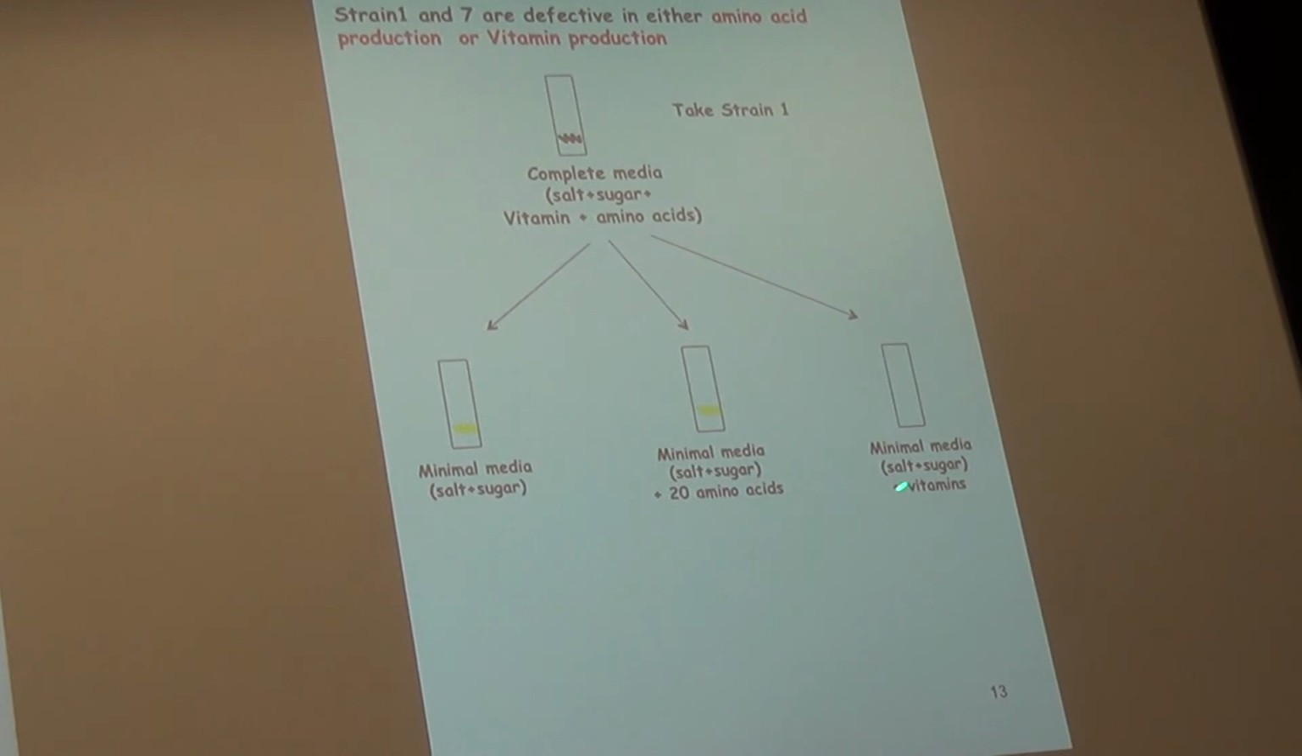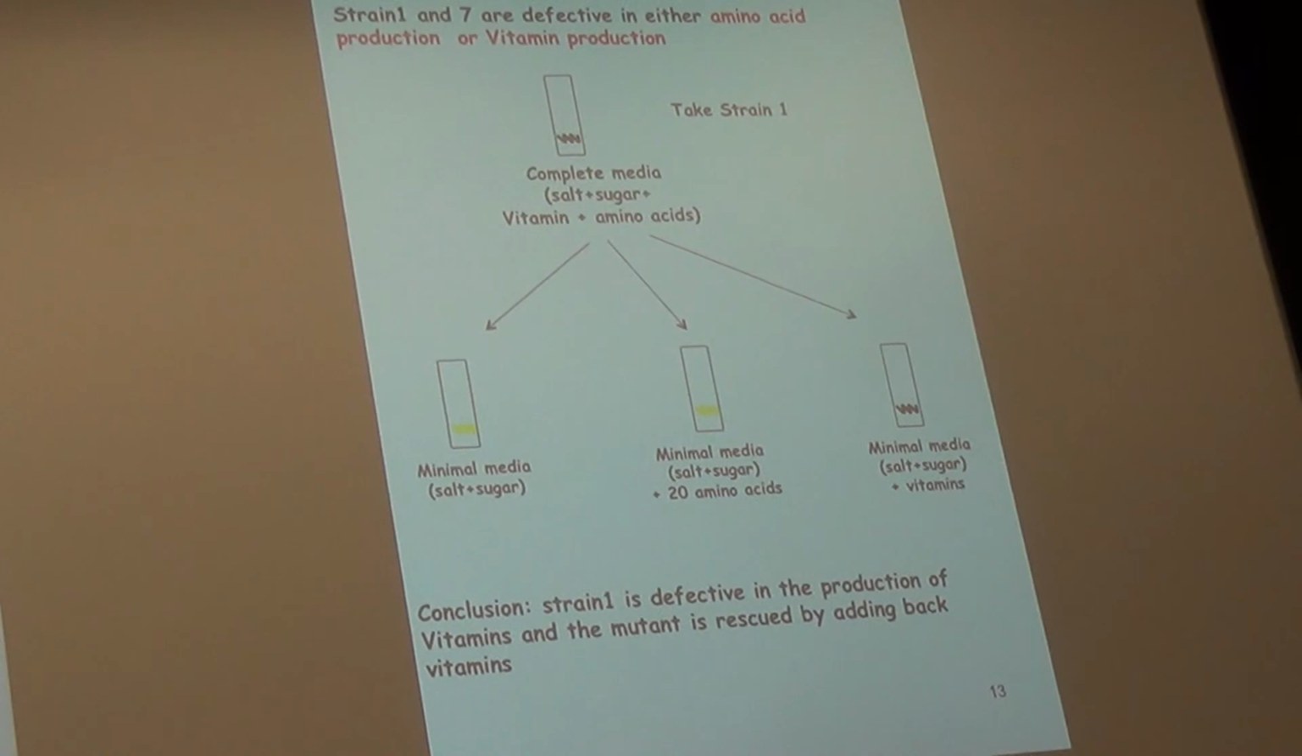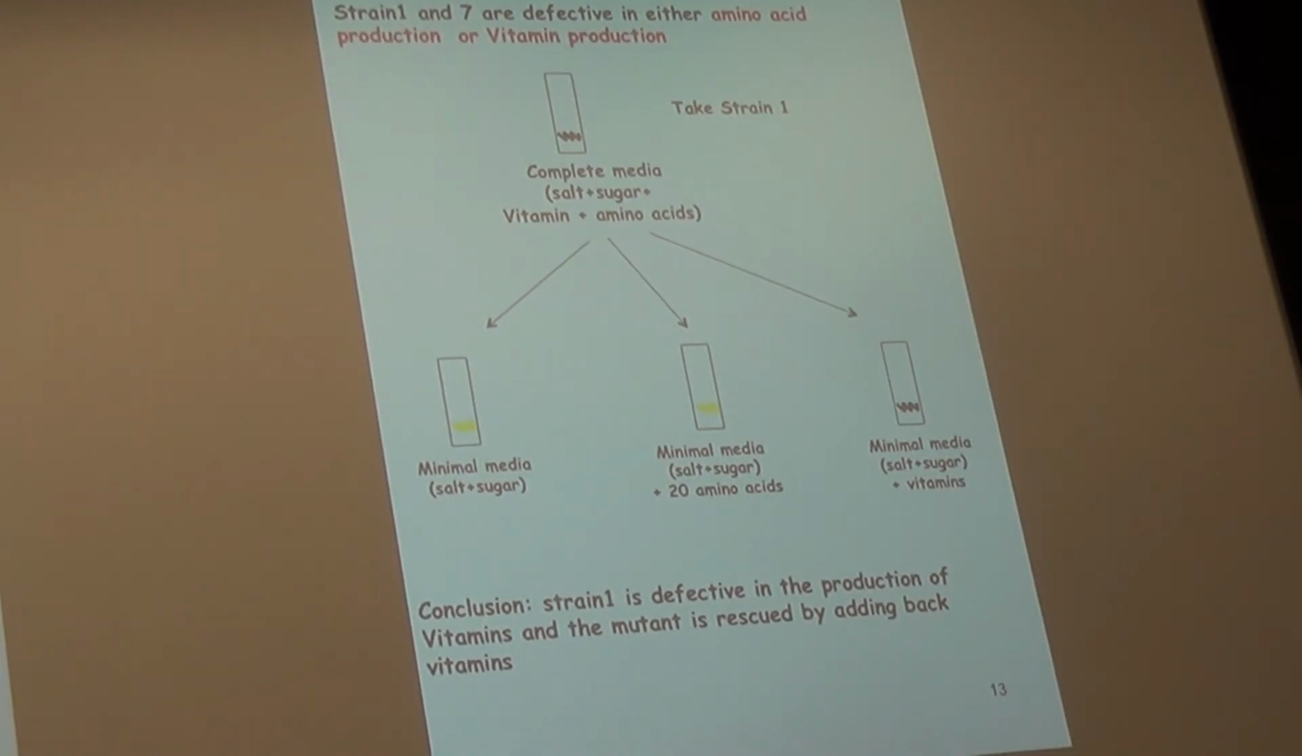Then you transfer it to minimal media with vitamins but no amino acids. And you ask, does the strain grow or not grow? And the strain grows. So what's the conclusion? The conclusion is strain 1 is defective in the production of vitamins. Because when you feed it vitamins, it is able to grow. When you feed it amino acids, it's not able to. Right? So strain 1 has a mutation in a pathway required to produce vitamins, not in a pathway required to make amino acids.